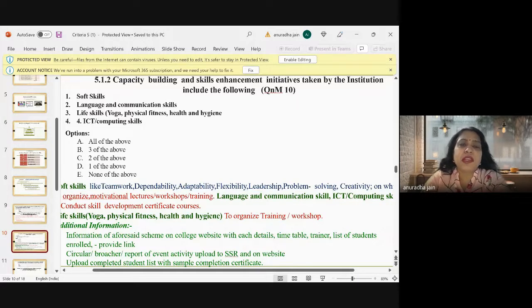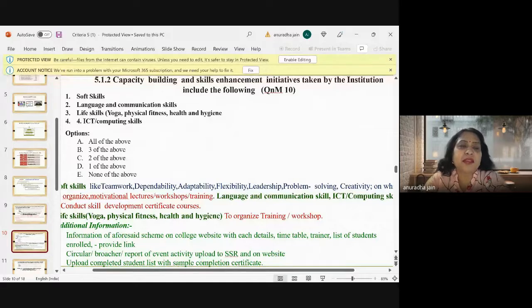So in this, normally we teach software or any workshops, seminars related to information and communication technology. Like suppose we teach students Excel, basic Excel, or software like SPSS or R or Python. So all this comes under this head of 4, that is ICT and computing skills. Now, how will your SSR look like? There are these 4 options, and the SSR will ask whether you have taken initiatives under all these 4 heads. Then you can put A as the option, that is all of the above.